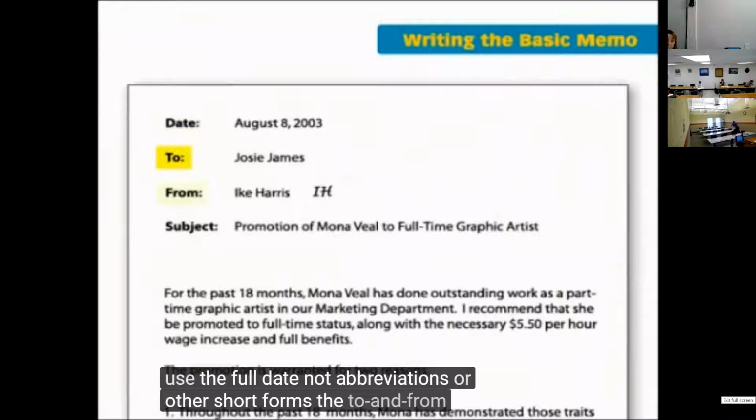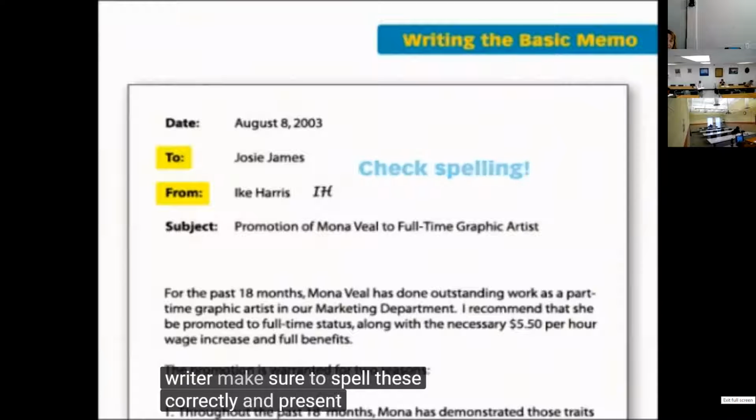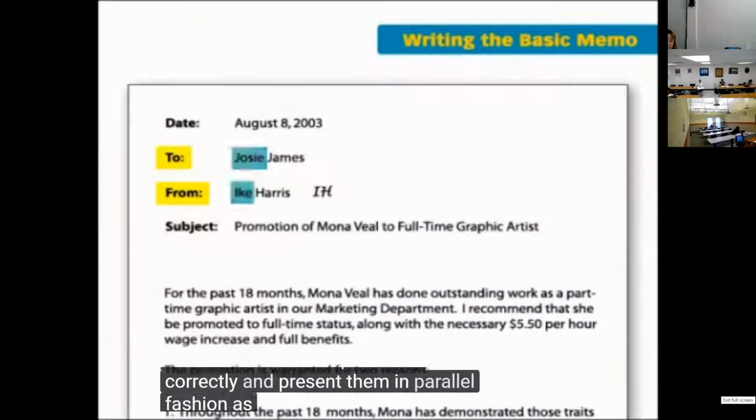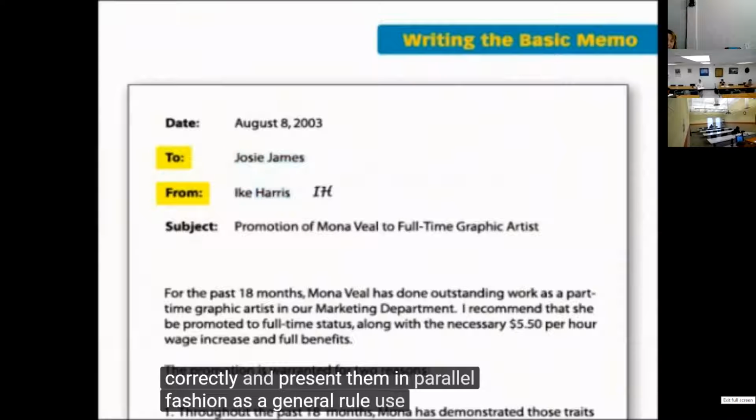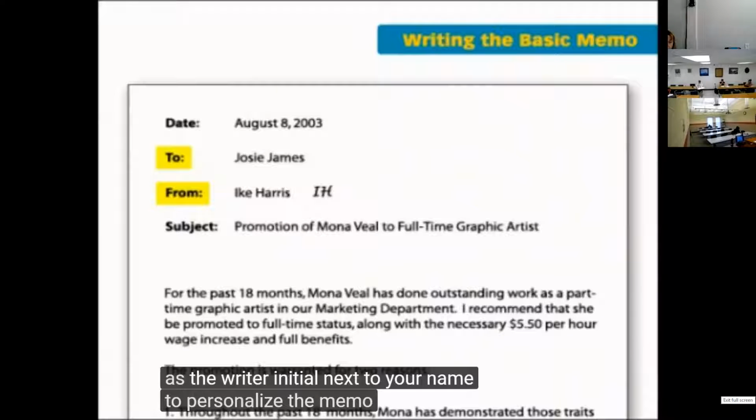The to and from lines identify the intended reader and the writer. Make sure to spell these correctly and present them in parallel fashion. As a general rule, use full names. As the writer, initial next to your name to personalize the memo.